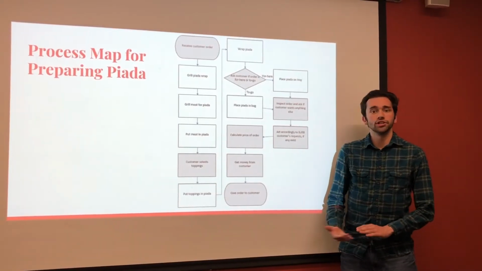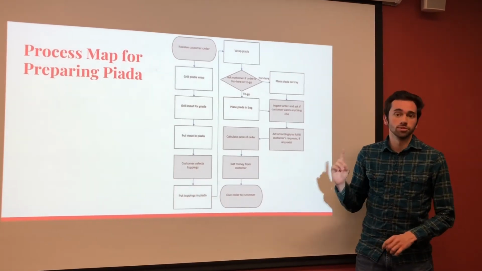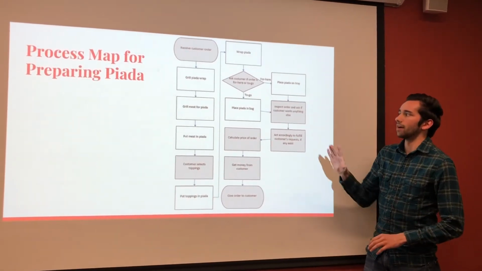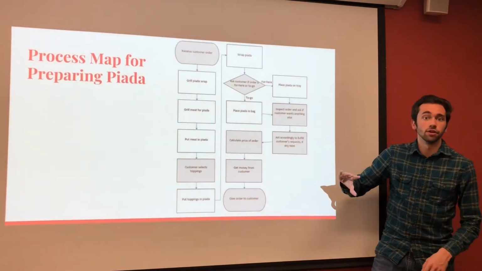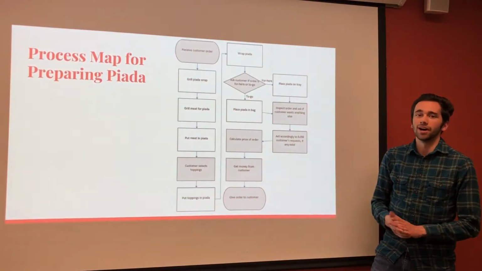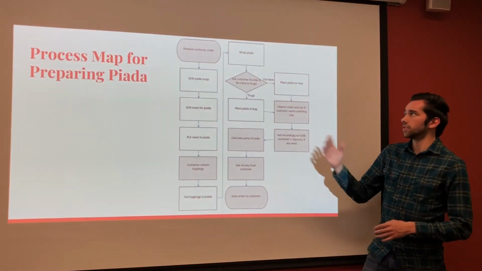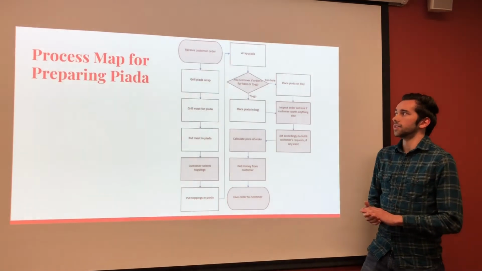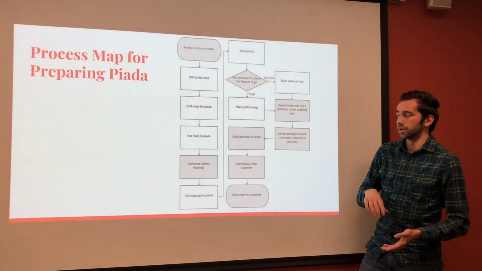Through our observation and analysis of the processes for both of the things we were observing at Piada, we were able to map out the flow for them. Here we present the flow for the Piada, and the flow for the pasta is very similar, minus a few different steps, smaller details. So what happens for the Piada is they receive the customer order, they then proceed to grill the wrap, they grill the meat for it, and then they put the meat into the Piada wrap.